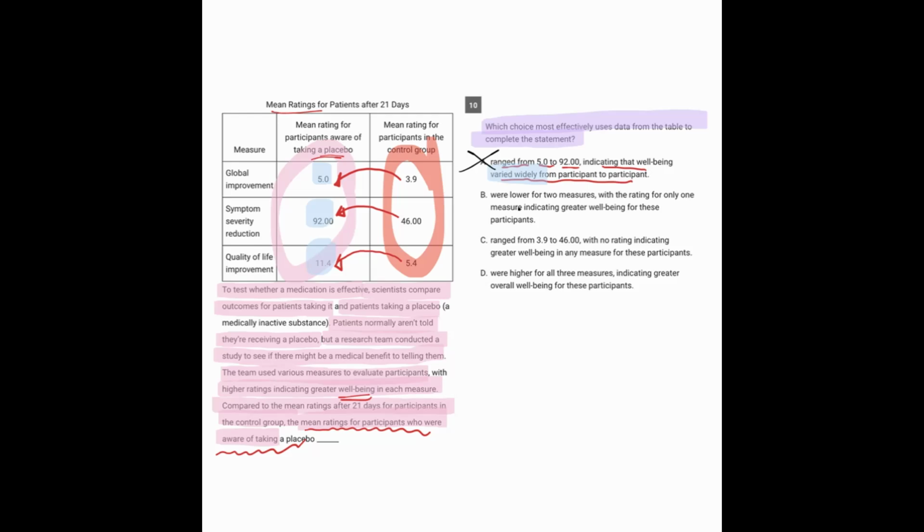B, were lower for 2 measures. Okay, we can get rid of that already. They were higher for all 3. C, ranged from 3.9 to 46. Well, they ranged from 5 to 92. So C is looking at the wrong column. And D, were higher for all 3 measures, indicating greater overall well-being for these participants. That's perfect. And the answer is D.